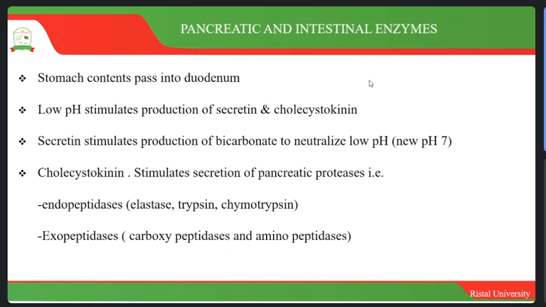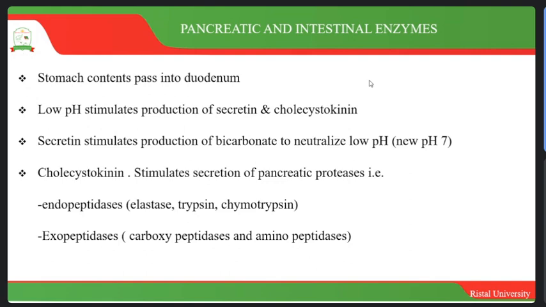Cholecystokinin here stimulates the secretion of pancreatic proteases. These are the enzymes responsible for the breakdown of proteins in the duodenum and the rest of the gut. And finally, we shall have endopeptidases, which are elastase, trypsin, chymotrypsin, and exopeptidases, which are carboxypeptidases and aminopeptidases. So we had discussed this earlier.